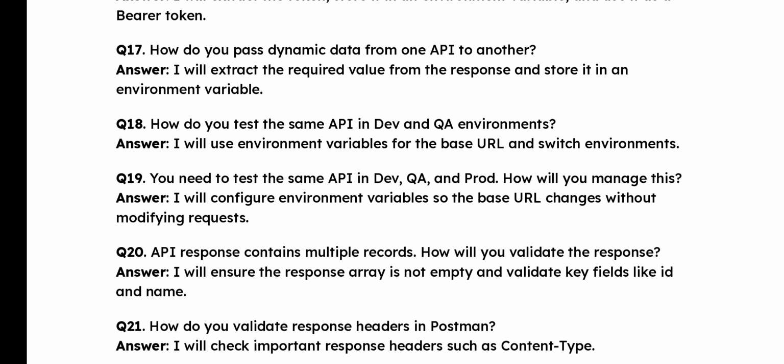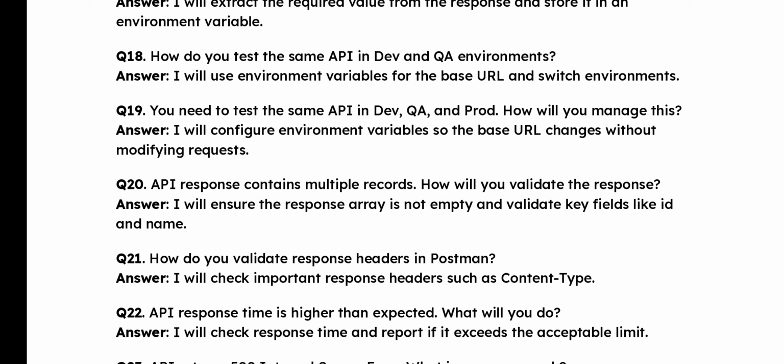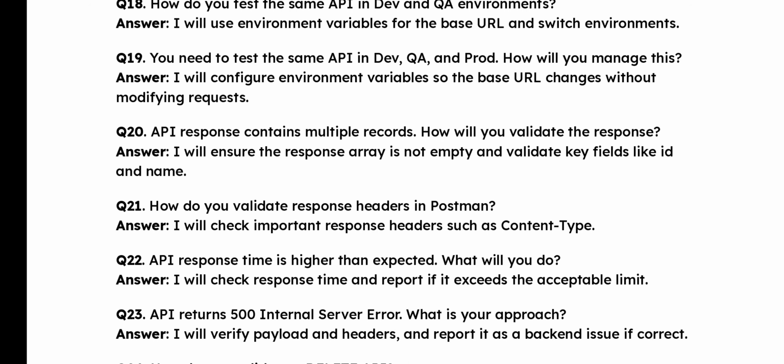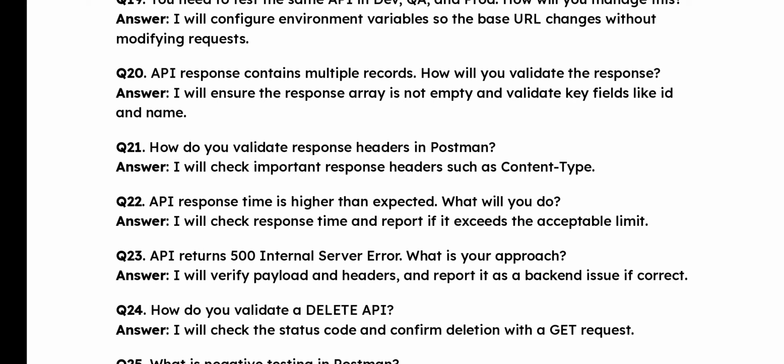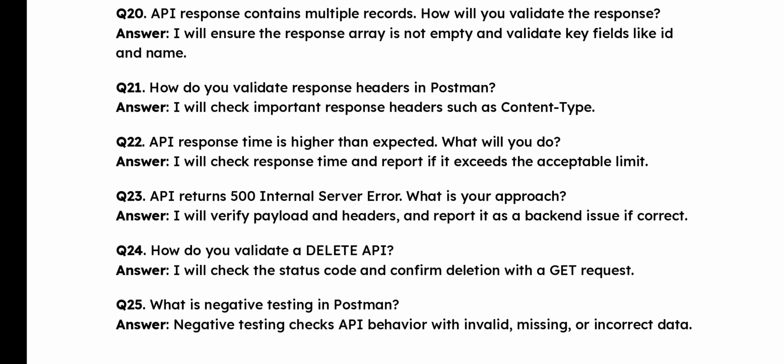And the 17th question is about how do you pass dynamic data from one API to another. 18th question is about how do you test the same API in dev and QA environments. 19th question is about you need to test the same API in dev, QA and prod. How will you manage this? 20th question is about API response contains multiple records. How will you validate the response?